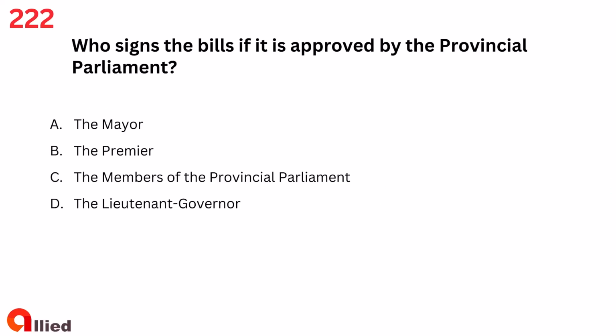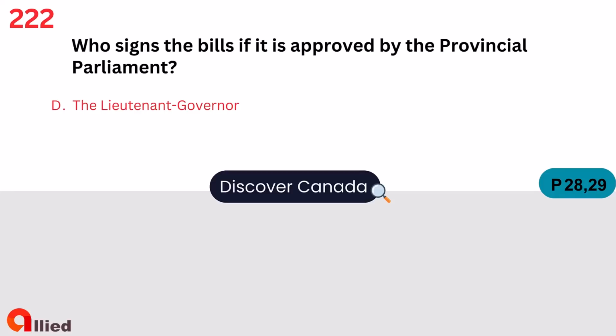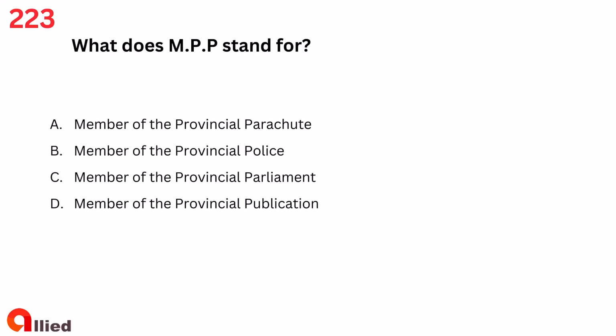Question 222. Who signs the bills if it is approved by the provincial parliament? A. The mayor. B. The premier. C. The members of the provincial parliament. D. The lieutenant governor. The answer is D. The lieutenant governor.